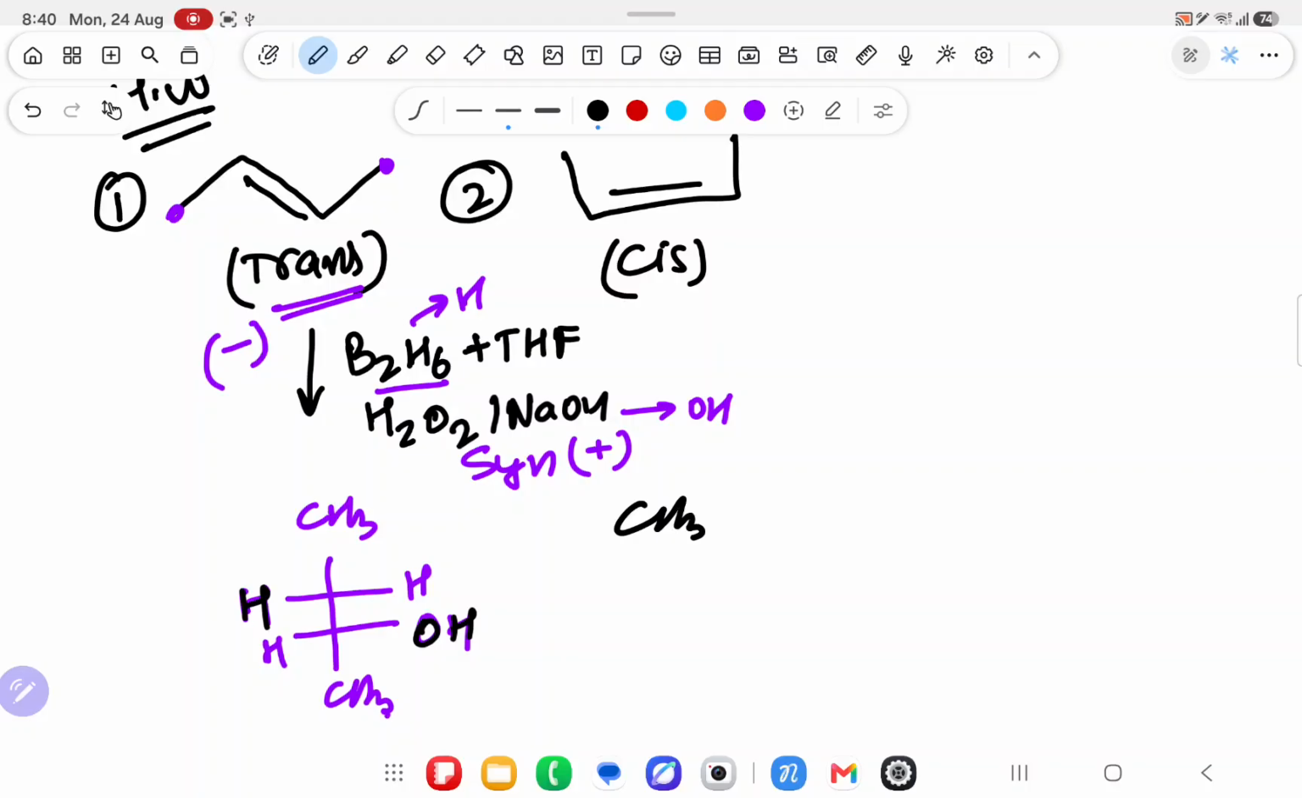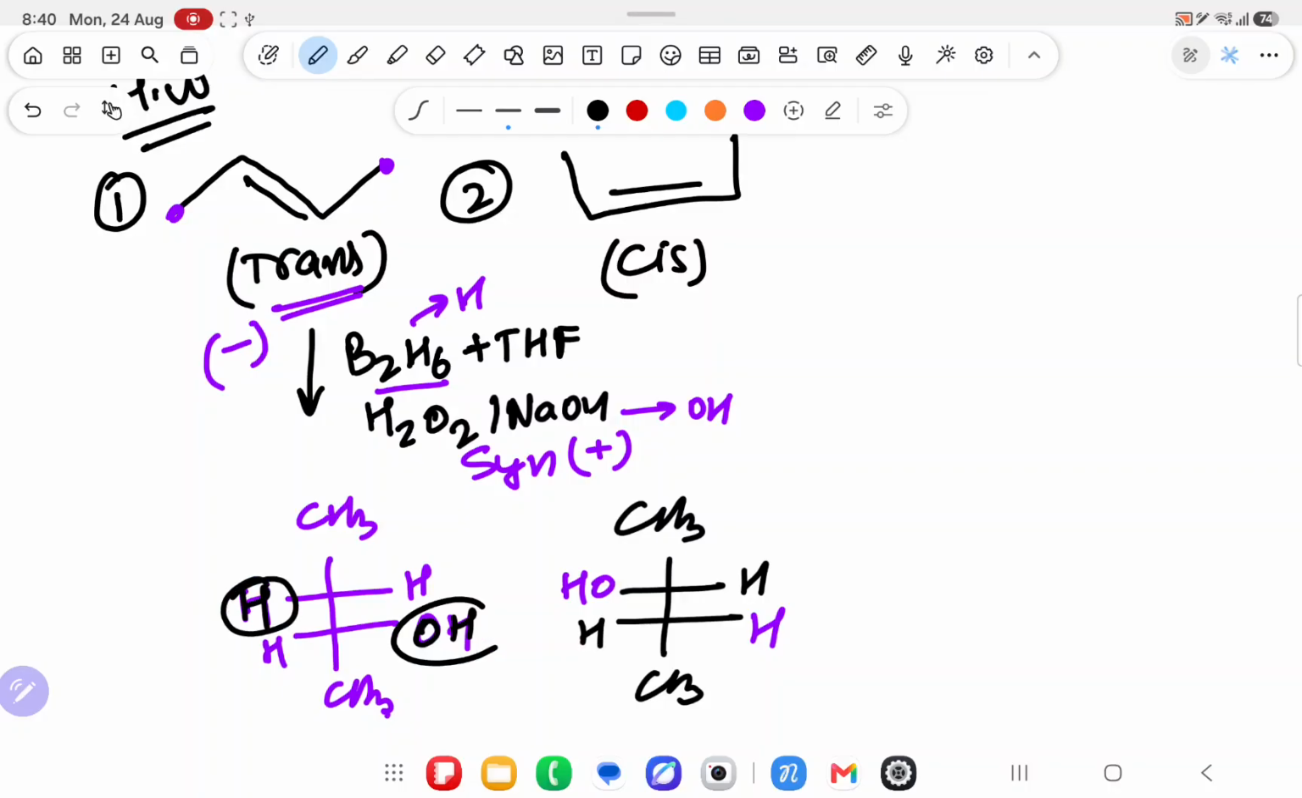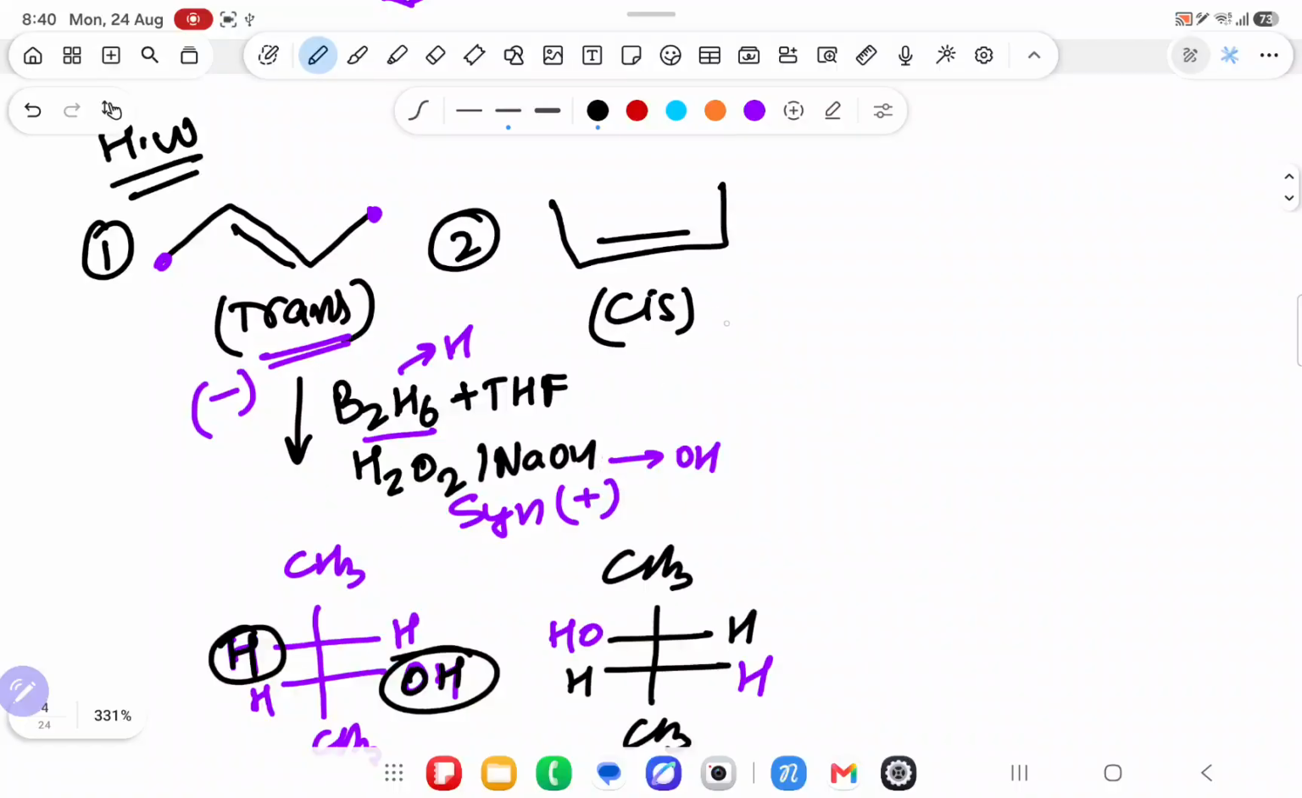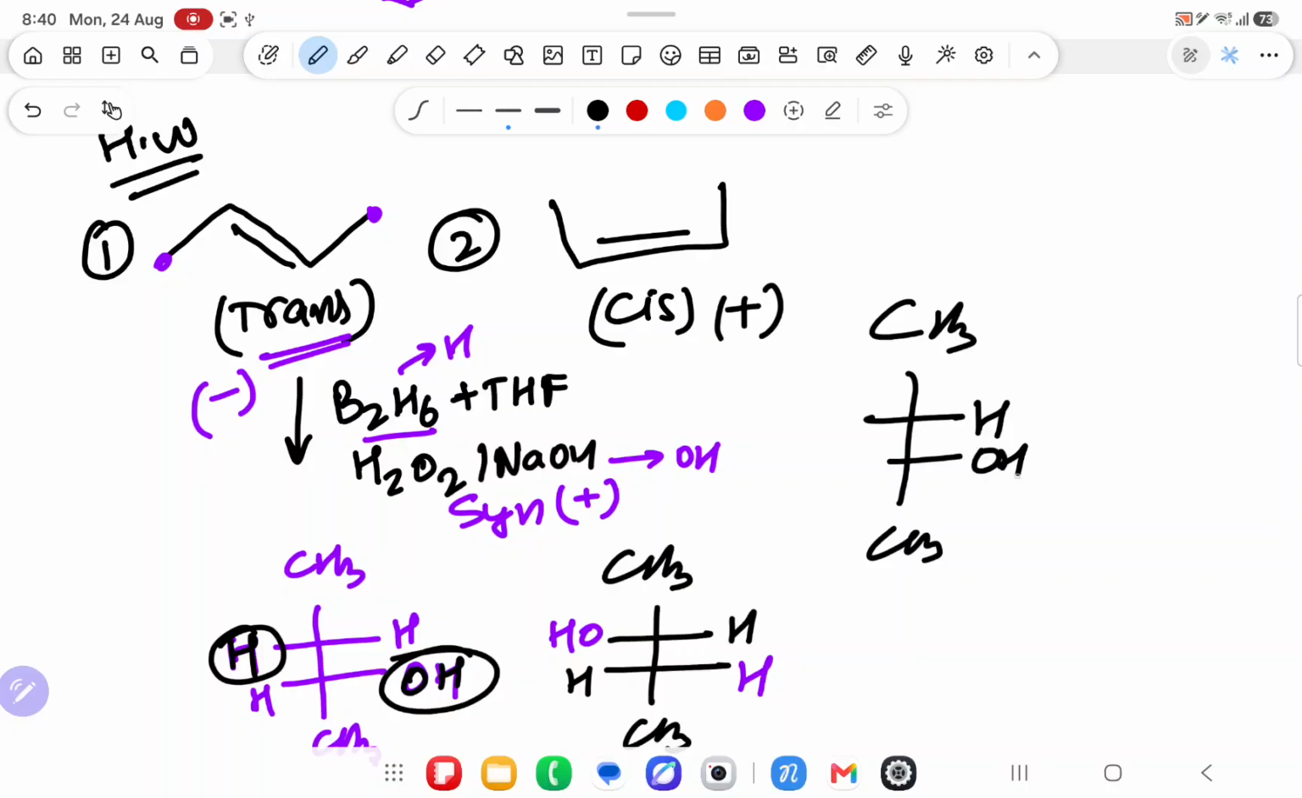Another possibility is that CH3, this OH will come this side, so H will come this side. The remaining H and H will be as it is. Understanding the point? This way it happens. Anti addition means H this side, OH this side. It is cis, it is syn. Cis is positive, syn is positive. So for this CH3, H and OH will be on the same side.